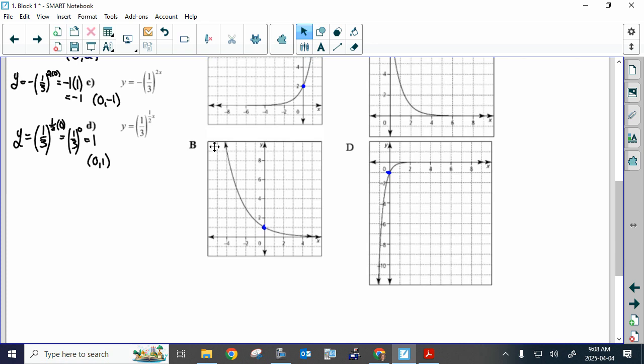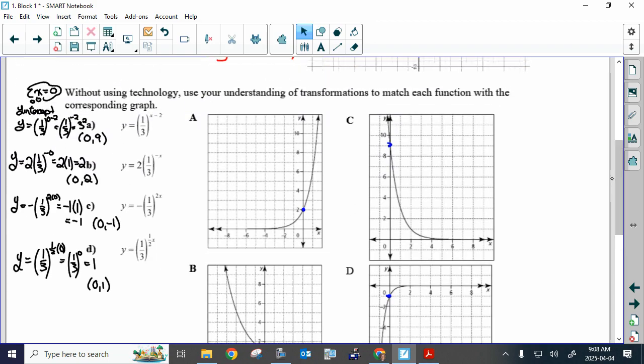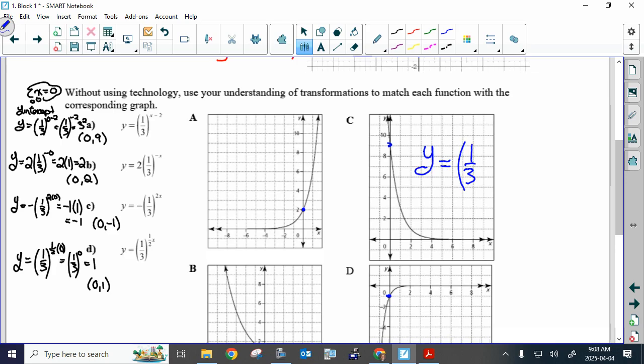Some of you are like, you know what, looking at the original graph, I could see the transformations. And when I could use the transformations for that, that's great if you can do that. I just prefer to have a concrete ordered pair. I don't want any ambiguity at all. I can see that this graph right here has a y-intercept of (0, 9). So this one must be (1/3)^(x-2).